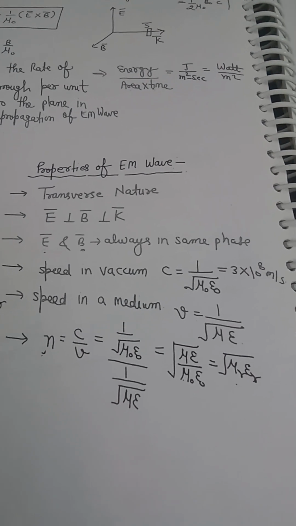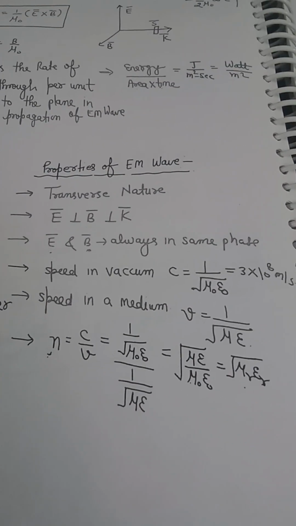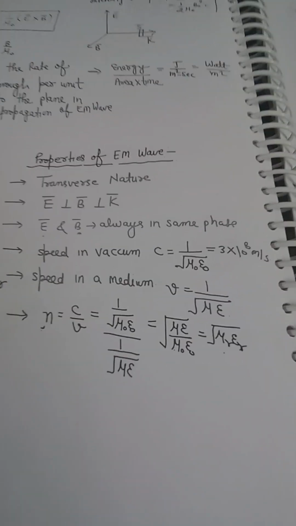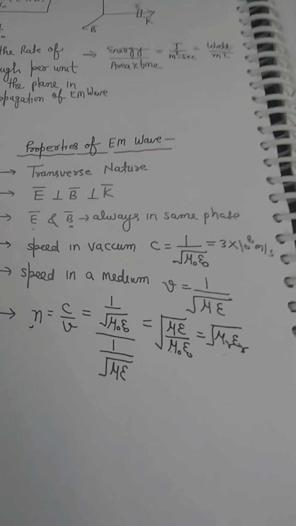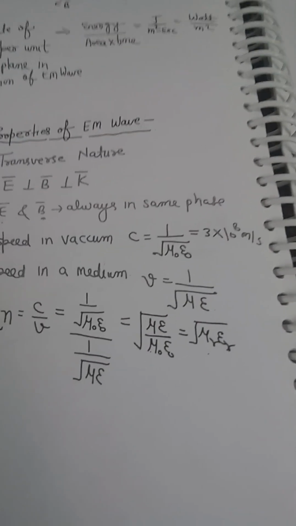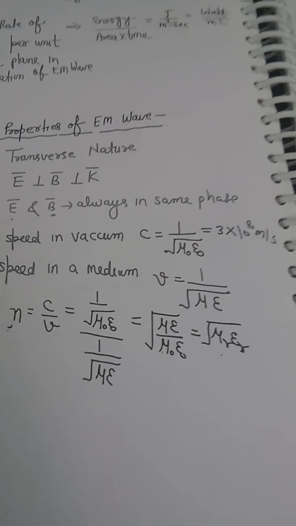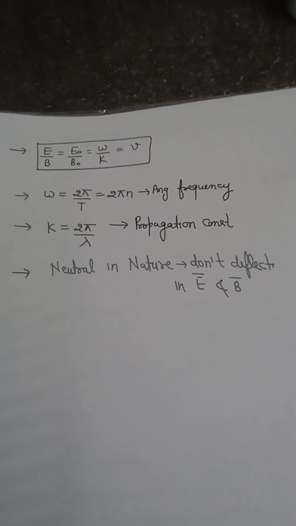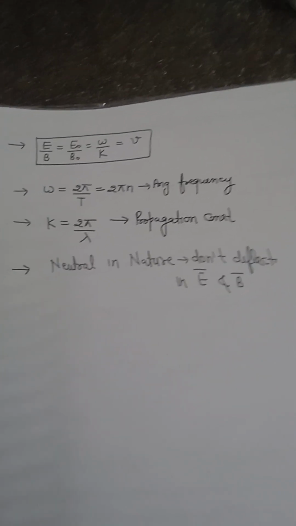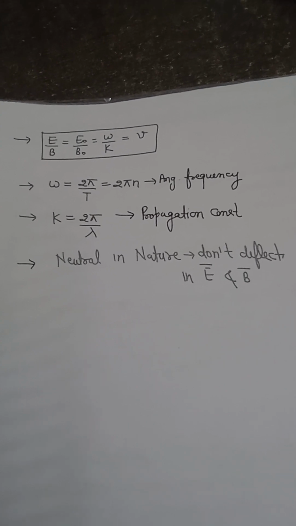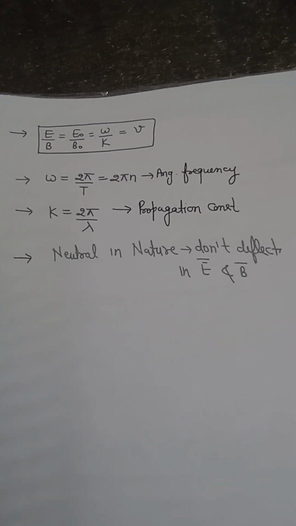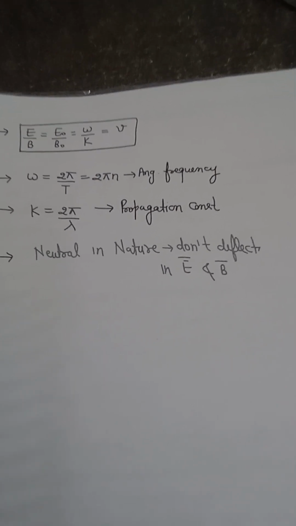Speed in a medium is v = 1/√(με). The refractive index n = c/v = (1/√(μ₀ε₀))/(1/√(με)) = √(με/μ₀ε₀) = √(μᵣεᵣ). Next, E/B = E₀/B₀ = ω/k = v, where ω = 2π/T = 2πn is the angular frequency and k = 2π/λ is the propagation constant.